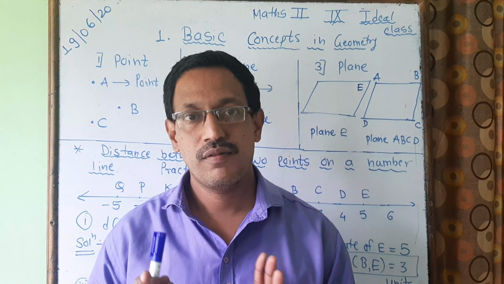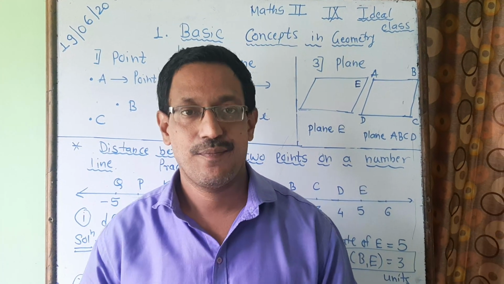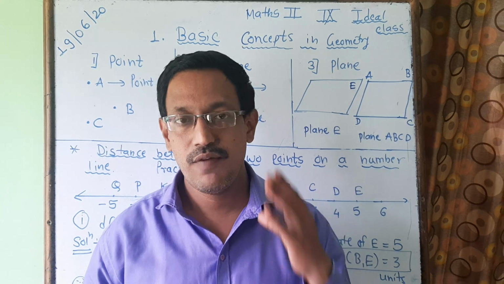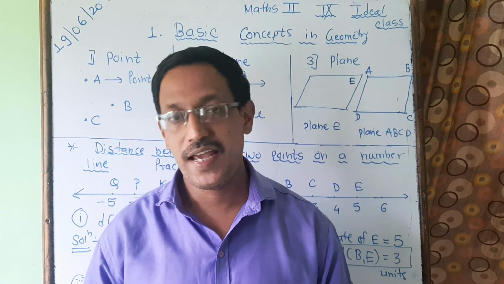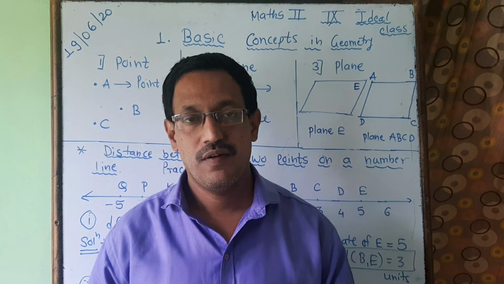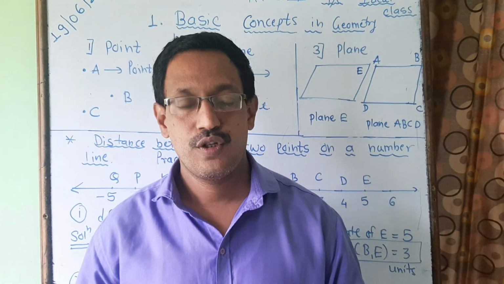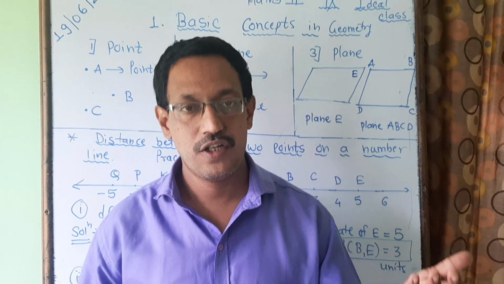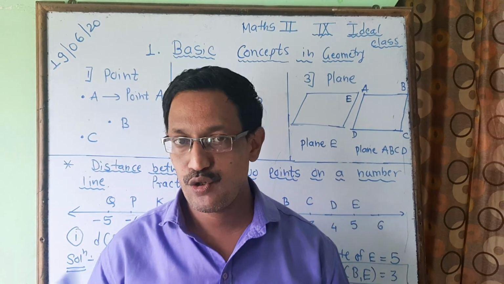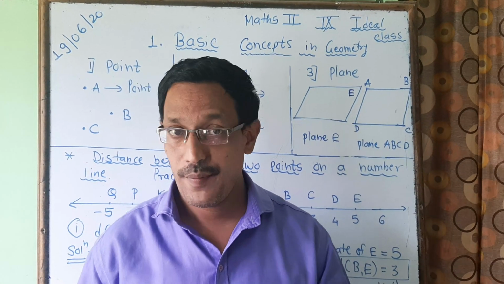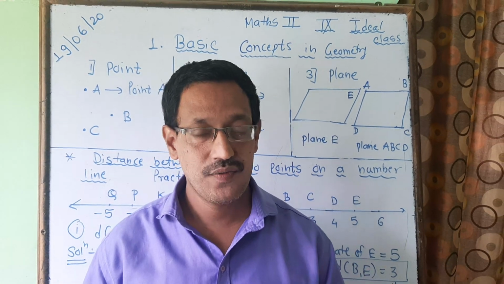Now you have gone into 9th standard. In 8th standard, we had only one book of mathematics. But in 9th standard, we have two books: one is Maths 1, the second is Maths 2. Maths 1 was previously called algebra, and Maths 2 was called geometry. But now we are calling them Maths 1 and Maths 2.